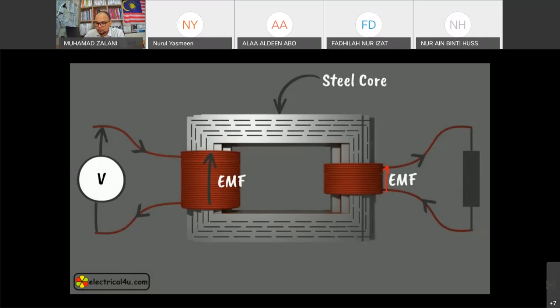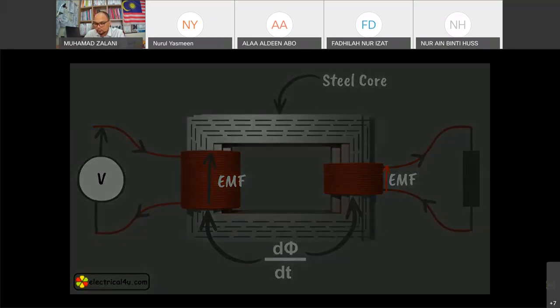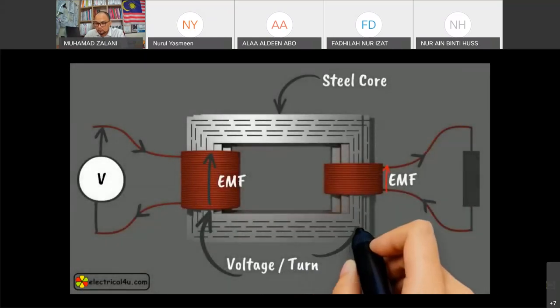As soon as we place a steel core in between these windings, nearly the entire flux which was surrounding the first winding will be concentrated inside the core and link with the second winding. As nearly the same flux links with the second winding, now the rate of change of flux with respect to time is equal in both windings. Since, as per Faraday's laws of electromagnetic induction, the induced EMF across a conductor is directly proportional to the rate of change of flux linkage, the voltage induced per turn in both windings will be the same.